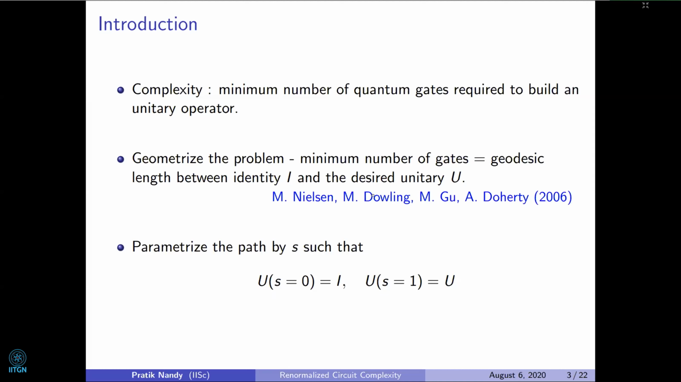So Nielsen and his collaborators wanted to geometrize the problem in such a way that the minimum number of gates is given by the geodesic length between the identity operator, whose complexity is 0, and the desired unitary operator that we want to find. This geometrization is useful because it allows us to use the tools of Riemannian geometry, and for that we need to parameterize the path by s such that for s equal to 0 we have the identity operator that we start with, and for s equal to 1 it is our desired unitary operator.